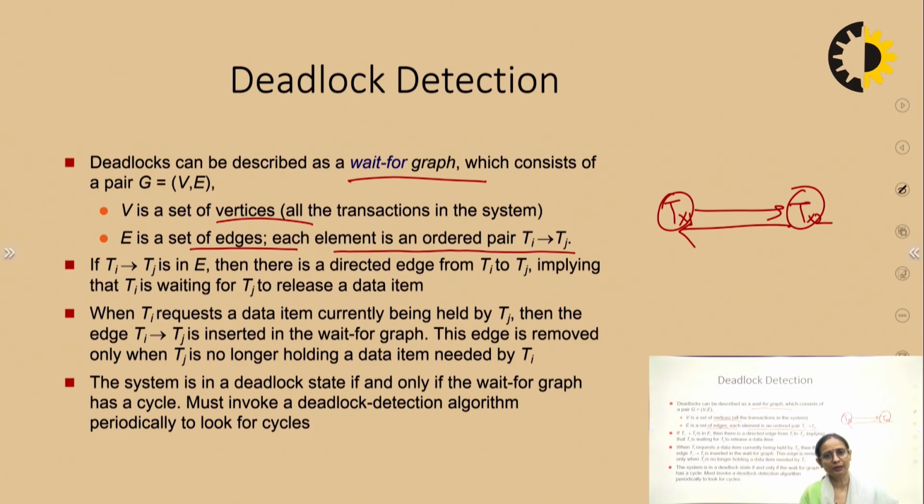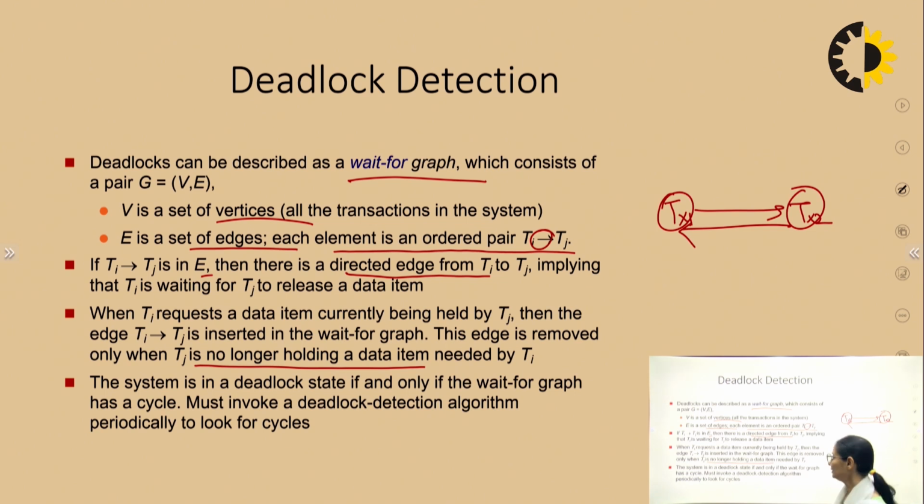Now the question comes: how do we insert an edge between Ti and Tj? If Ti to Tj is in E, then there is a directed edge from Ti to Tj, implying that Ti is waiting for Tj to release a data item. When Ti requests a data item currently being held by Tj, then the edge Ti to Tj is inserted in the wait-for graph. This edge is removed only when Tj is no longer holding a data item needed by Ti. That is, there is no waiting condition between Ti and Tj.